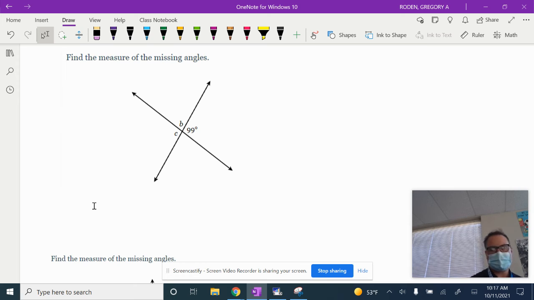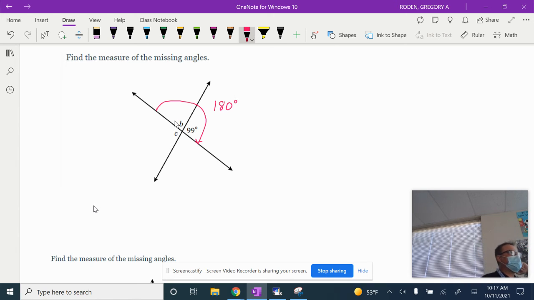Okay, so to get B, you would subtract 99 from 180 and get 81, because that angle equals 180 degrees. So what angle are you talking about? B to 99. Okay, so Chris is saying, from here to here, how many degrees is that angle? 180. Why do you know that? Because it's a straight line. It's a straight line, right?